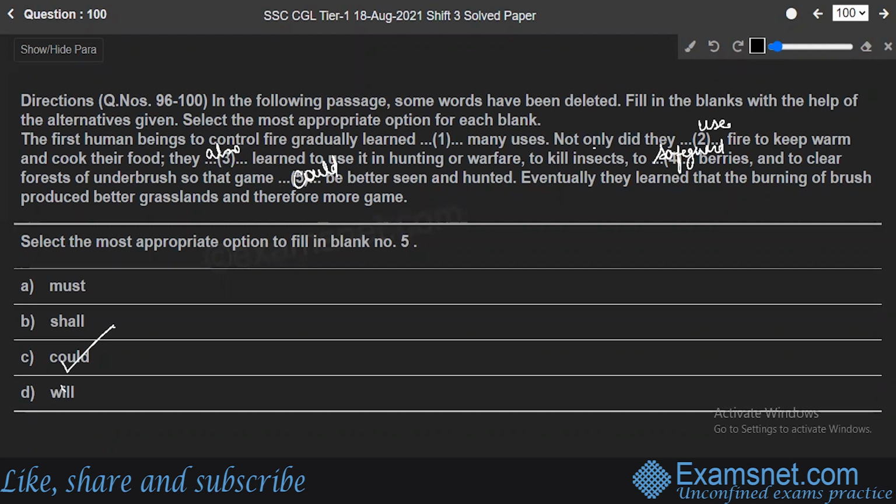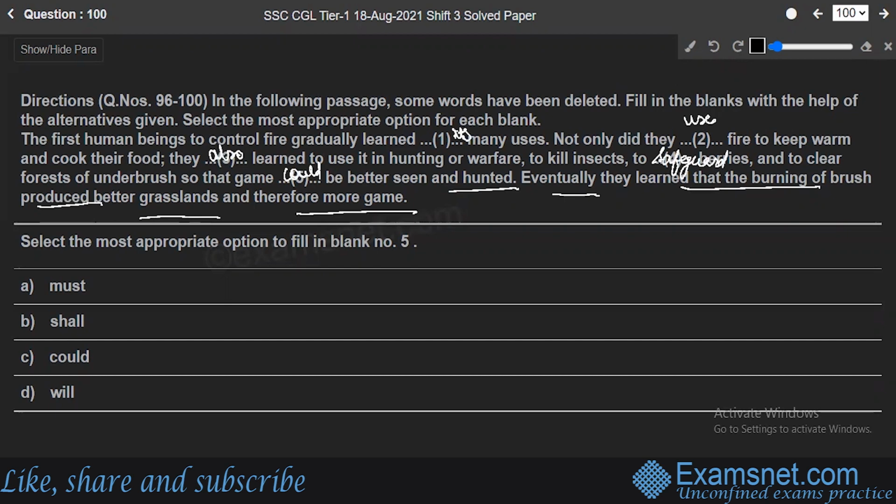So now let's read the whole paragraph with all the options again. The first human beings to control fire gradually learned its many uses. Not only did they use fire to keep warm and cook their food, they also learned to use it in hunting or warfare to kill insects and safeguard the berries, and to clear the forests of underbrush, so that the game could be better seen and hunted. Eventually, they learned that the burning of brush produced better grasslands and therefore more game.